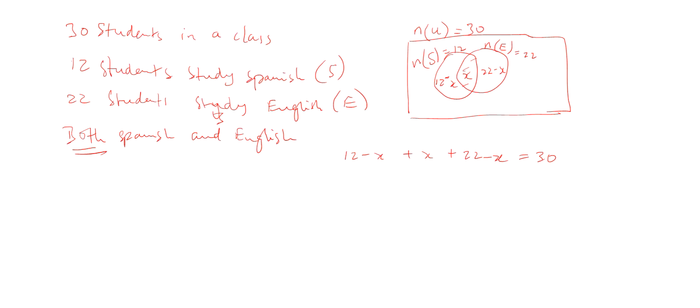Now, this is where students get confused. Minus x plus x will cancel each other. So 12 plus 22 will give me 34 minus x is equal to 30. So 34 minus 30 is equal to x. Therefore 4 is equal to x, and therefore 4 students study both English and Spanish, right? I'm trying to move through as fast as I can because I know the exam is on Wednesday, right?